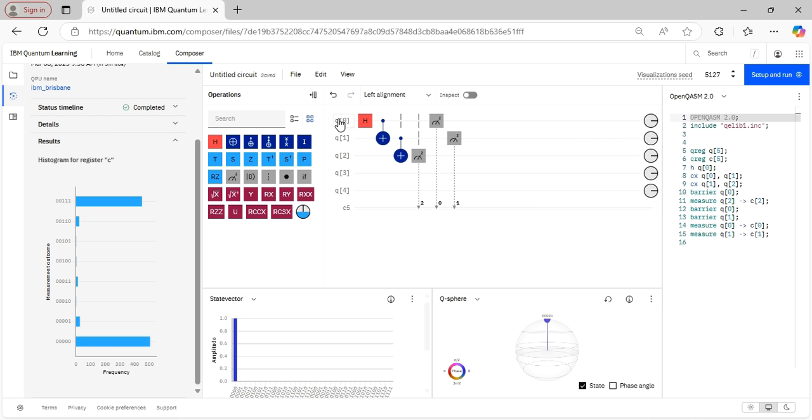How do we know that? Because there's only three circuit lines where there are gates. You don't count these right here. There are no gates here. There are only these three circuit lines that have gates and measurements. So we're only dealing with three qubits.